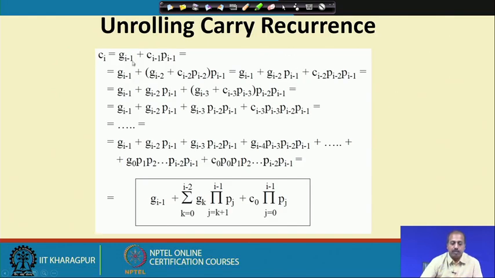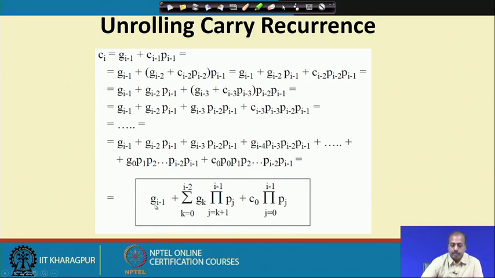So, I have got C_i = G_i + C_{i-1} P_{i-1}. If you just expand it, you will get C_{i-1} = G_{i-2} + C_{i-2} P_{i-2}, multiplied by P_{i-1}. So, it is like this. If you go on expanding like this, ultimately it will come to an expression in this form. So, you can get the series sum like this.